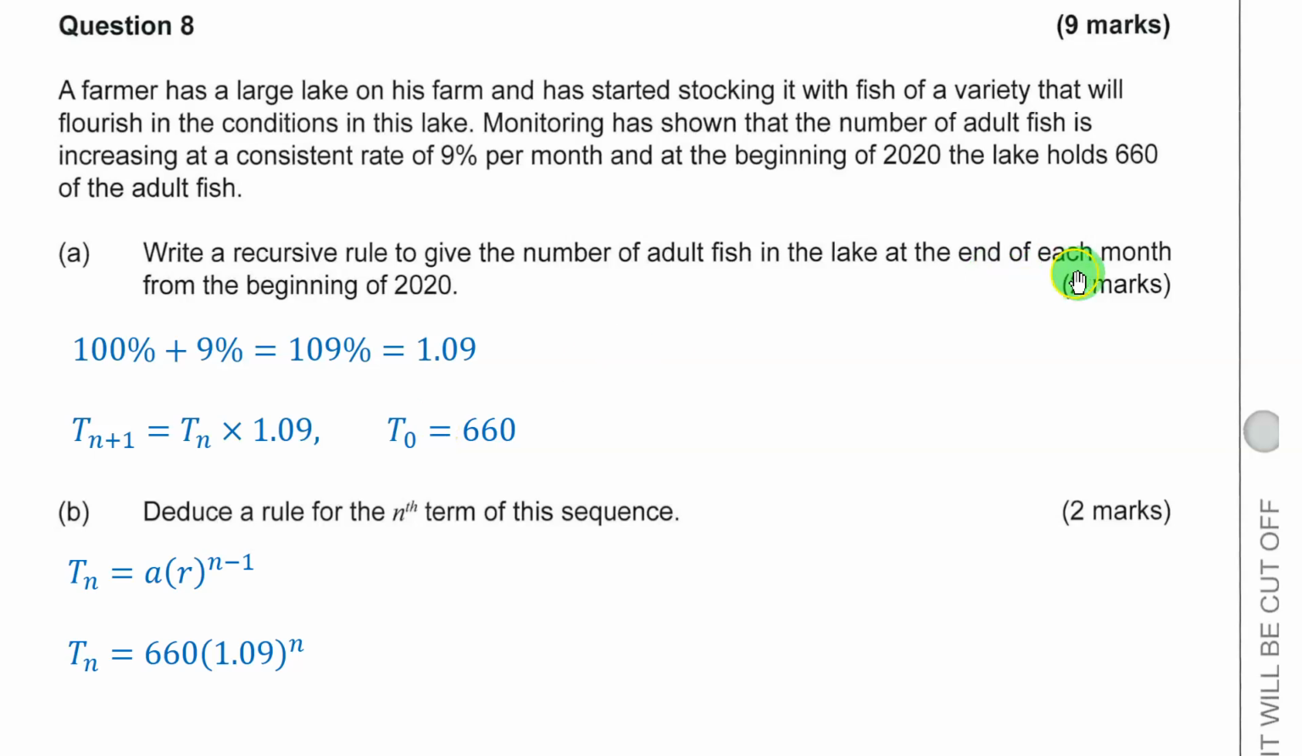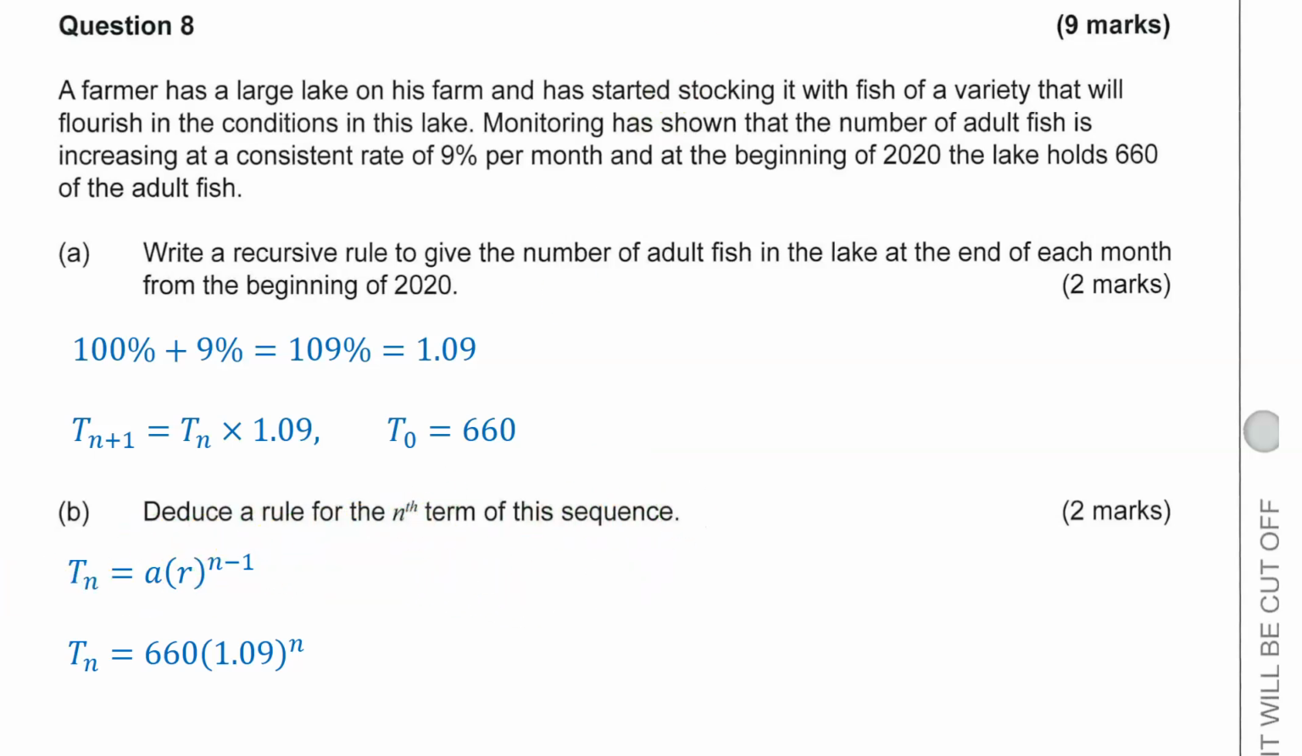We've got to remember for the second mark to remind the examiner where to start, and that'll be term 0 is 660. Because we're starting at the beginning of 2020 and we want the number of fish at the end of each month. So term 1 would be after we've had 9% growth for a month. So first 2 marks.